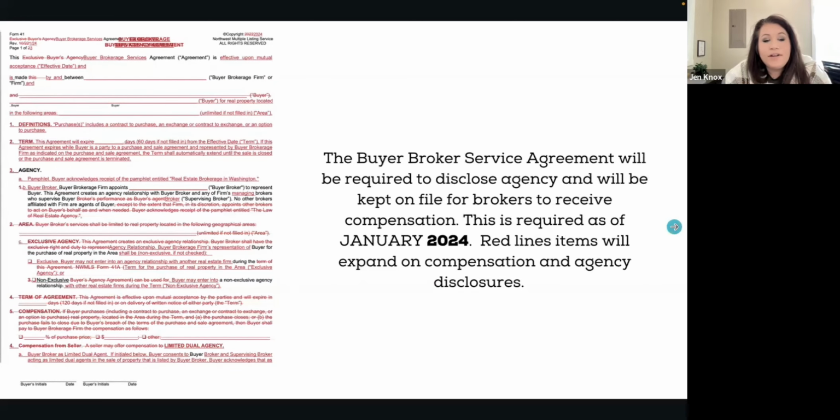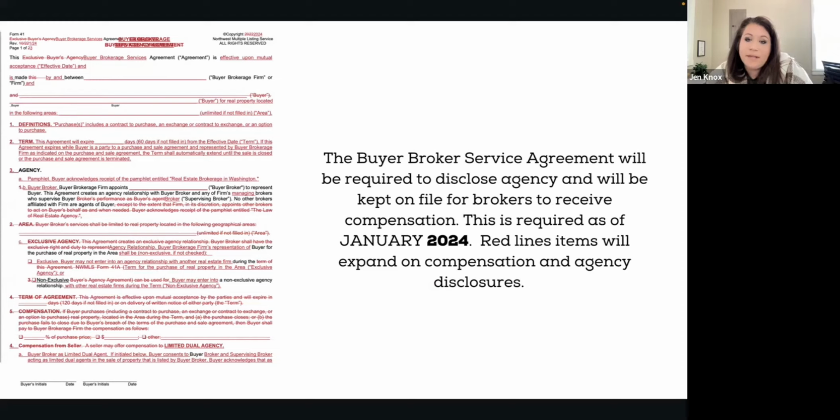Same with the buyer broker agreement. Like I said, though, they did shorten the time frame. It is now 60 days to default versus, I think it was 4 months before. But again, come 2024, you're going to have to establish this relationship.